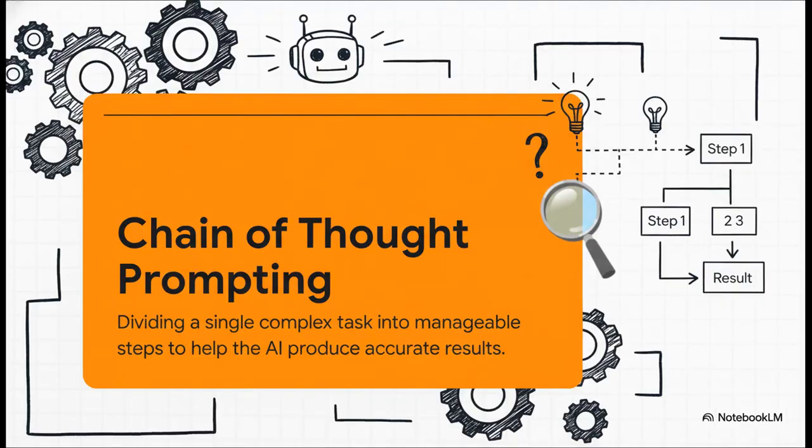But what about those really big, complicated tasks? If you ask for too much all at once, the AI can kind of get confused and short-circuit. And that's where this amazing technique called chain of thought prompting comes in. And really, the name says it all. You just guide the AI step by step, almost like you're holding its hand.